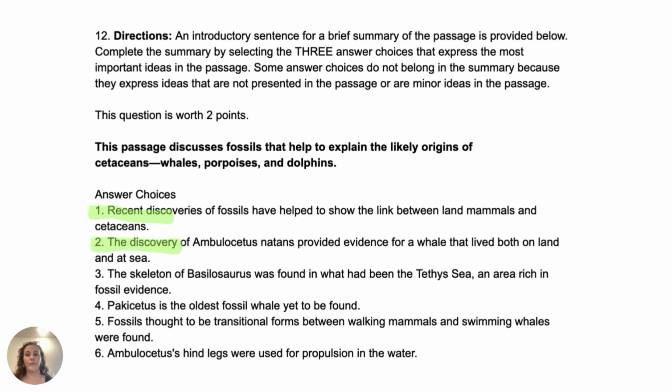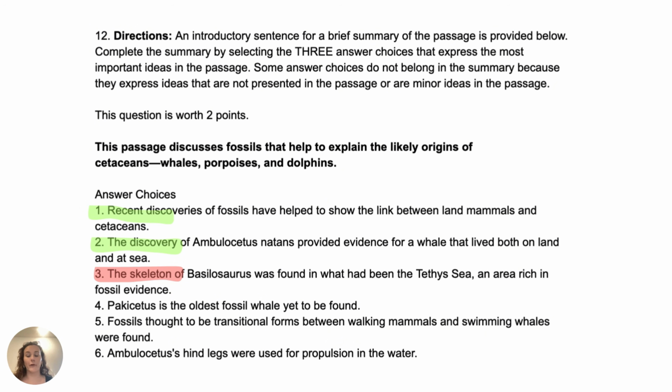What about choice 3? We do not want to include choice 3. It is an incorrect choice. Is it factually correct? Yes, choice 3 is factually correct. But we don't want to include it in our summary because it's a minor detail. The focus of this sentence is the location in which the fossil was found. The location is a minor detail, it's a small detail. It's not the main idea about the origins of cetaceans, about the evolution from sea to land.